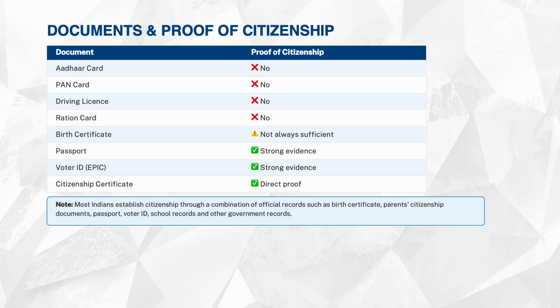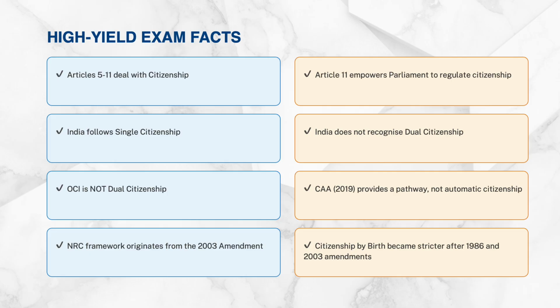So we are nearing the end of our presentation. Now these are the high yield exam facts based on the presentation that we had today. These are the high yield exam facts, all from Article 5 all the way till Article 11. Just some important points that I felt were needed to share with you guys. Okay. Article 5 to 11 deals with citizenship.